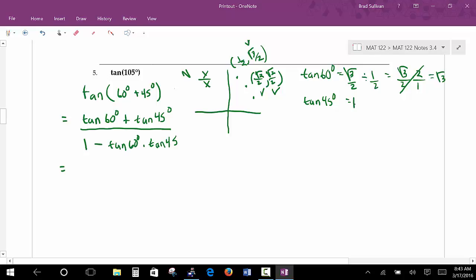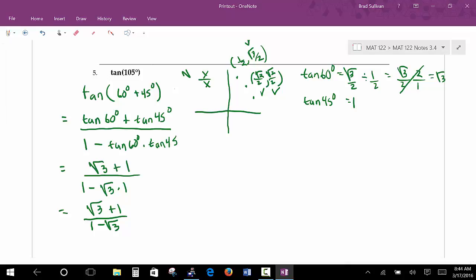Okay, so what we're going to do now is go back and fill those things into the identity. Then the rest of the problem is algebra. So the tangent of 60 degrees is square root of 3. The tangent of 45 is 1. And then at the bottom we're going to have 1 minus square root of 3 times 1. So we're going to end up with the square root of 3 plus 1 over 1 minus the square root of 3, like that. Okay? Now that's not finished. Does that make sense how that's working so far? Basically you're doing the identity and then you're working this out.